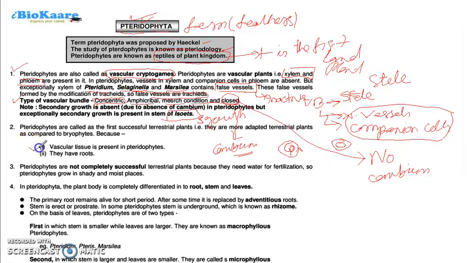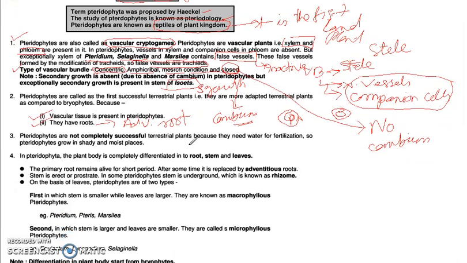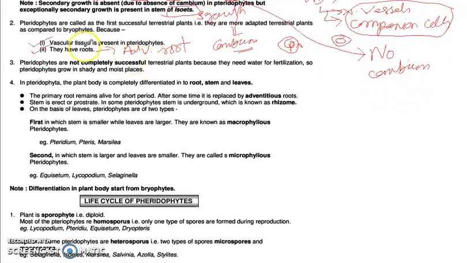Now next, move on. The vascular tissue is present and they have roots, and the roots present are normally adventitious roots, not tap root. Then it has been found that they are not completely successful terrestrial plants because they need water at the time of fertilization. So they are sometimes called amphibians of the plant kingdom.